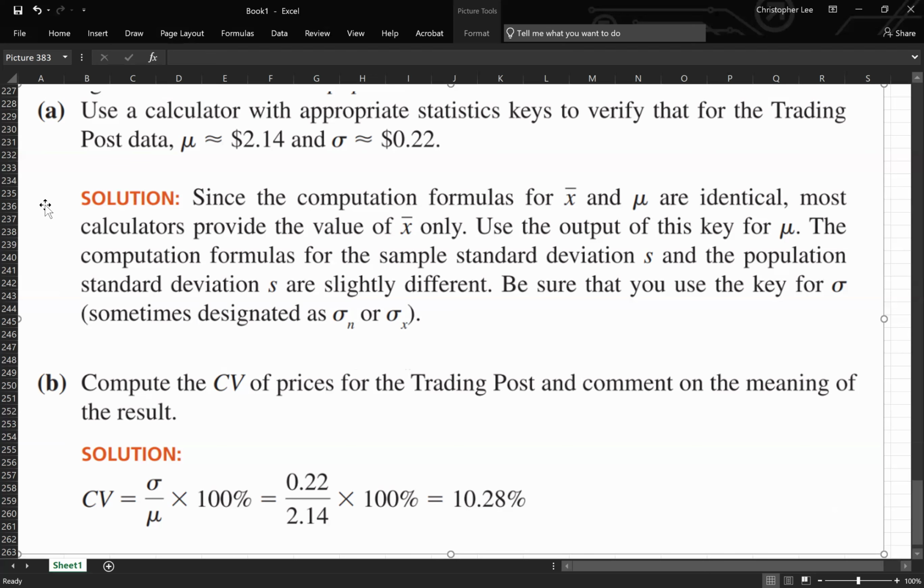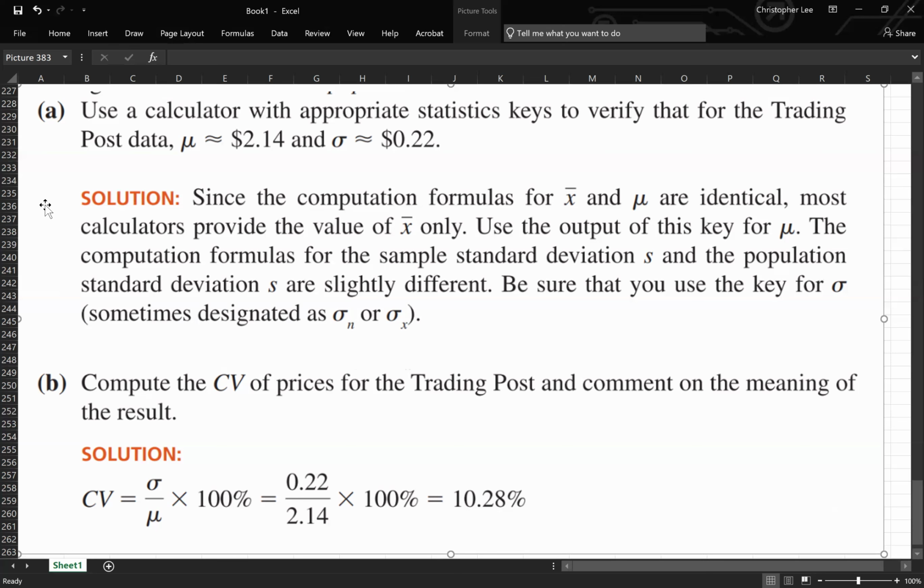Since the computation formulas for the mean x bar and mu are identical, most calculators provide the value of x bar only. Use the output of this key for mu. The computation formula for the sample standard deviation S and the population standard deviation sigma are slightly different. Be sure that you use the key for the standard deviation, sometimes designated as sigma n or sigma x.